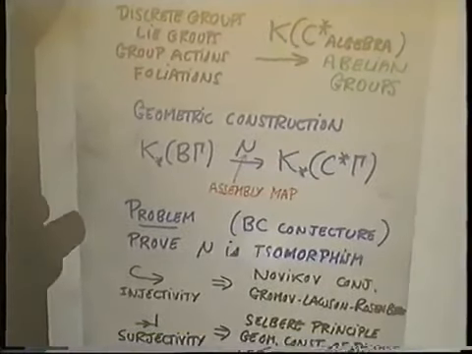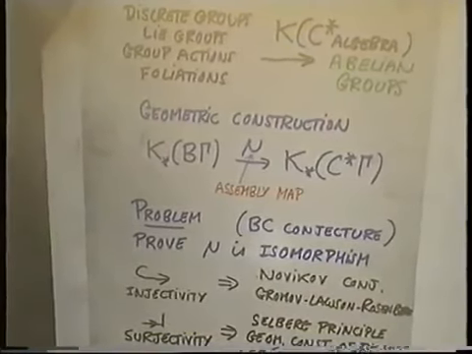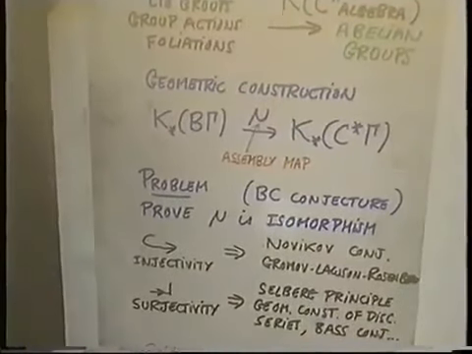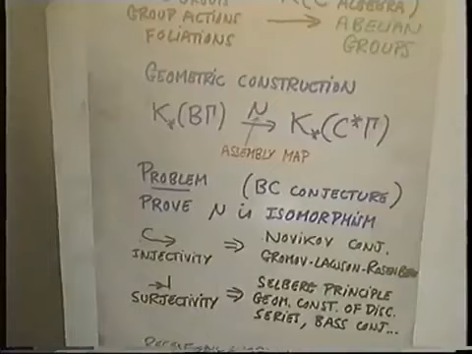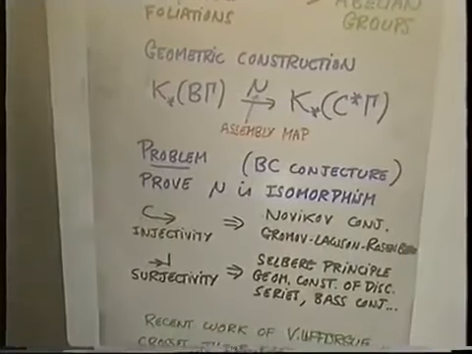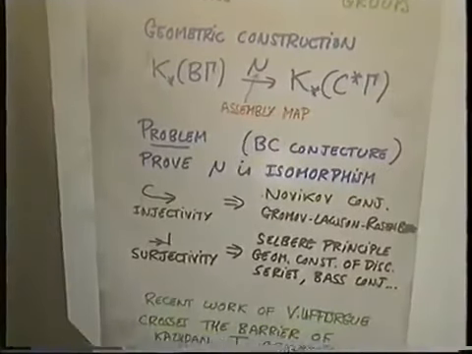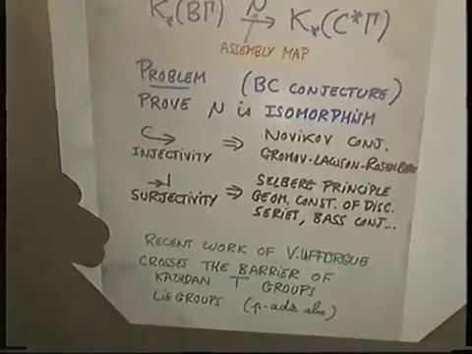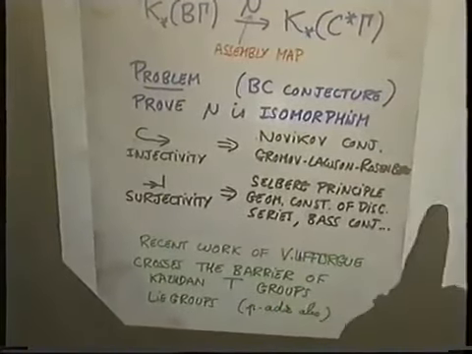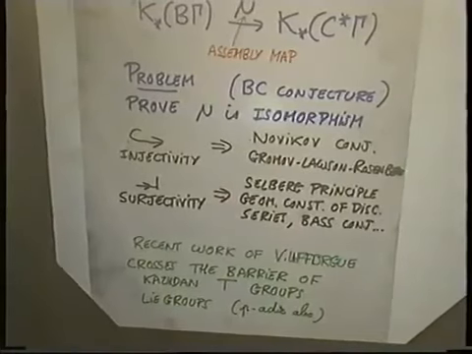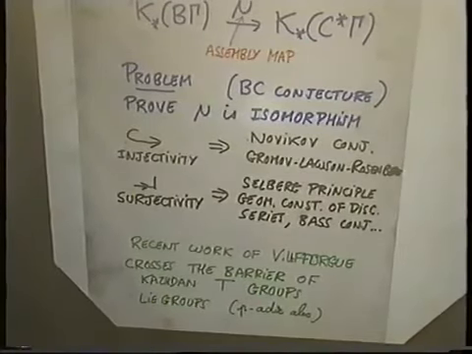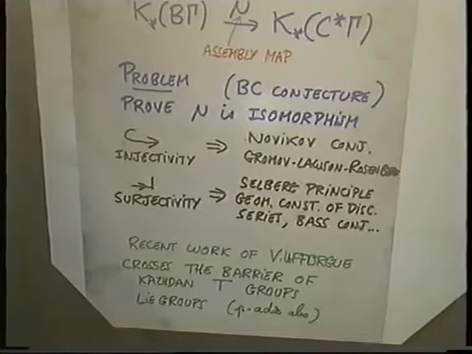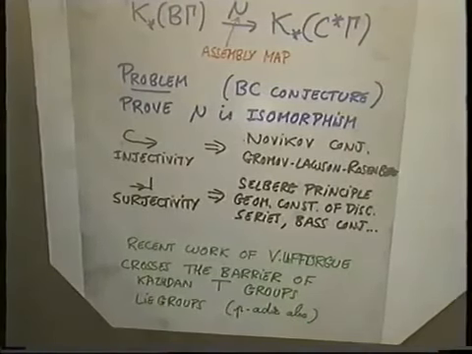Now, why is this problem interesting? It's interesting because it has 2 aspects. One aspect is injectivity, one aspect is surjectivity. Now, the injectivity aspect is a strong form of the Novikov conjecture on homotopy invariance and Weyl signature. It implies the Gromov-Lawson-Rosenberg conjecture in the stable case. Okay, I will come back to that, okay?